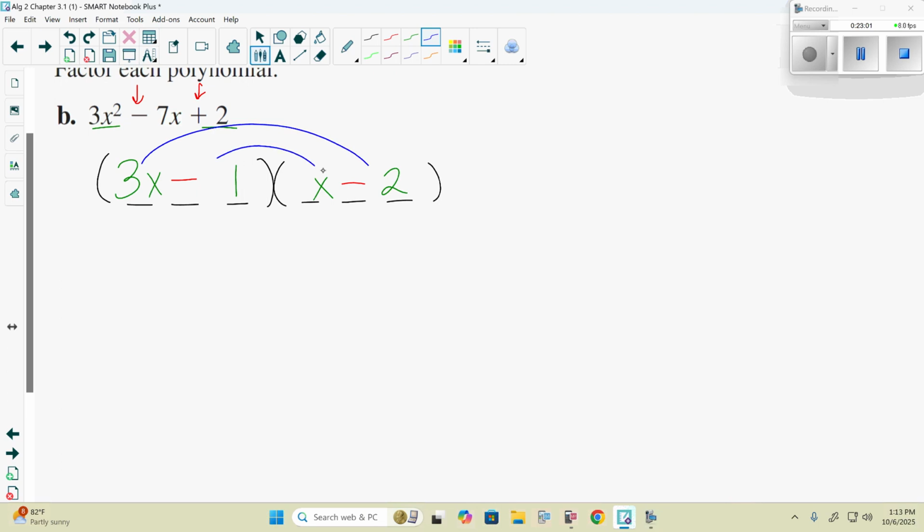And again, we can check. 3x times x is still 3x squared, yes? Negative 1 times negative 2 is still positive 2. Still checks out. Here, 3x times negative 2 is negative 6x, yes? Negative 1 times x is negative x. Negative 6x minus x, negative 6 minus 1 is indeed negative 7. Is that the middle term we wanted?